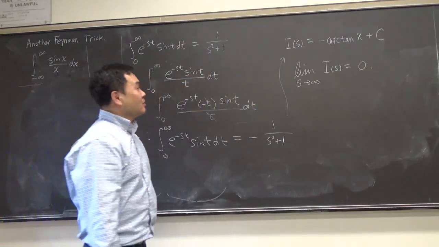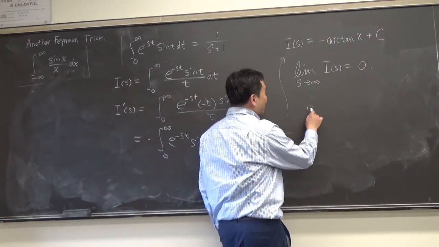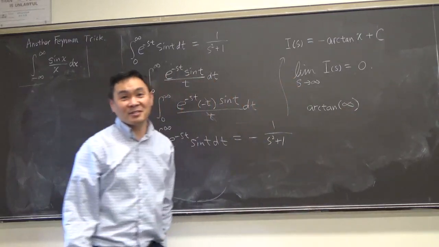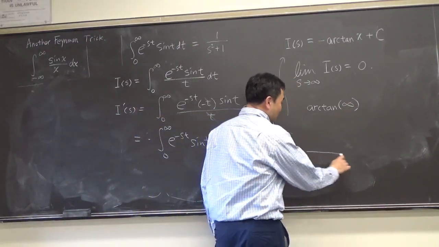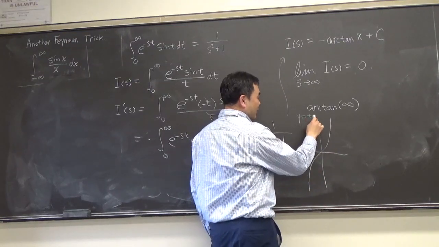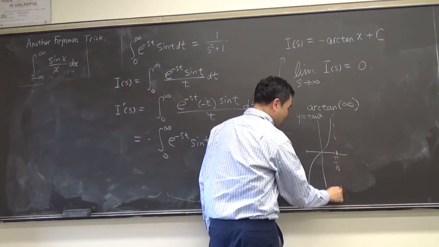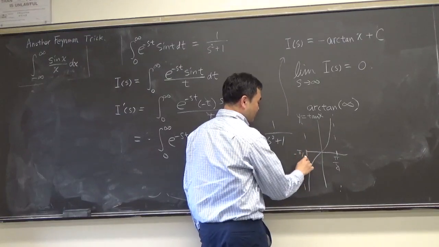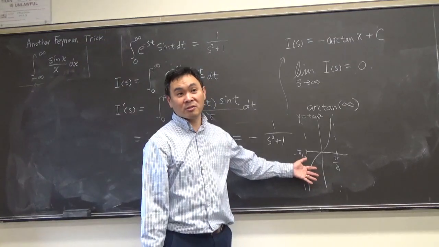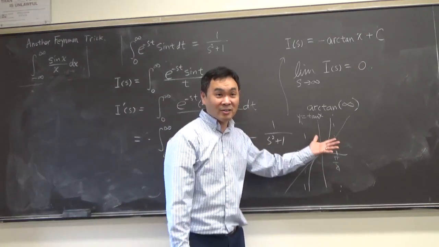Does that mean the constant should be 0? No. What is arctangent of infinity? Here's a graph of tangent, y equals tangent of x, which has these asymptotes. If you're given a graph, how do you draw the graph of its inverse? You flip it over y equals x, so it flips this way.